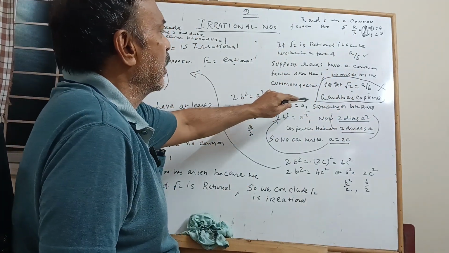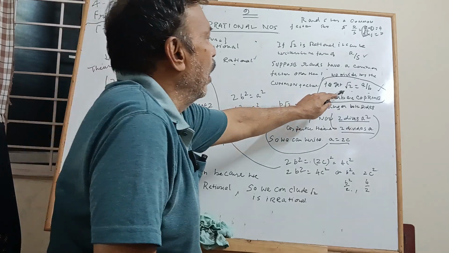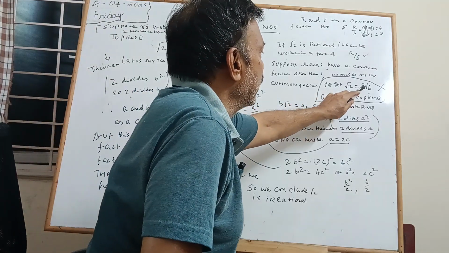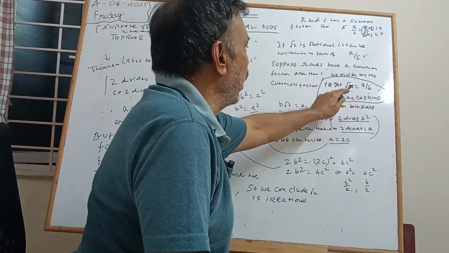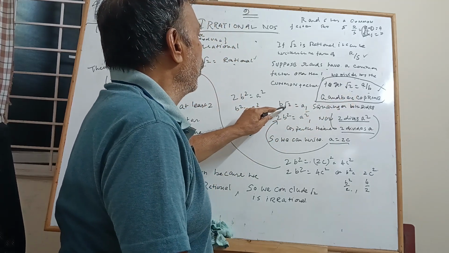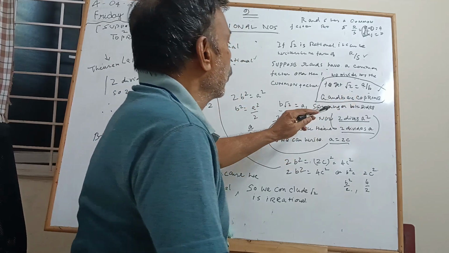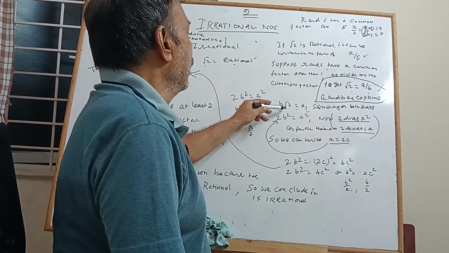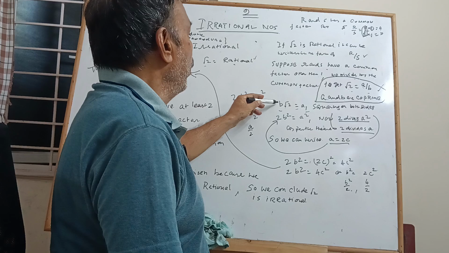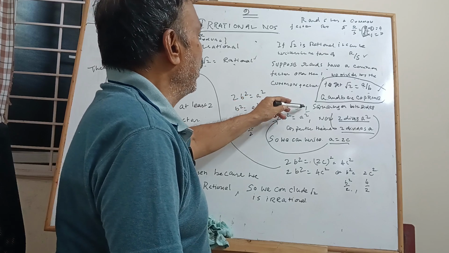Okay, do you understand now? Now, square root of 2 is a by b. So, cross multiplying, b into root 2 is a. Squaring on both sides, the square root of 2 becomes 2, b becomes b squared, a becomes a squared.